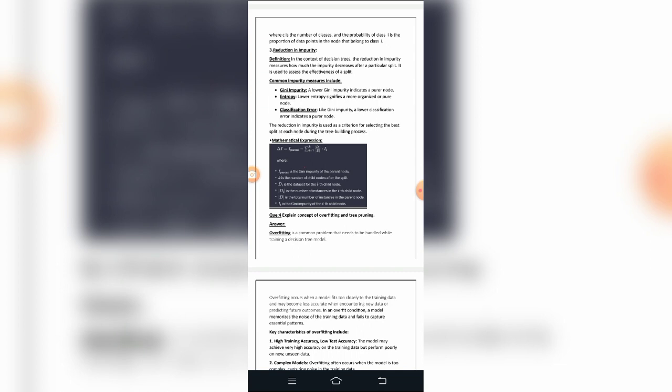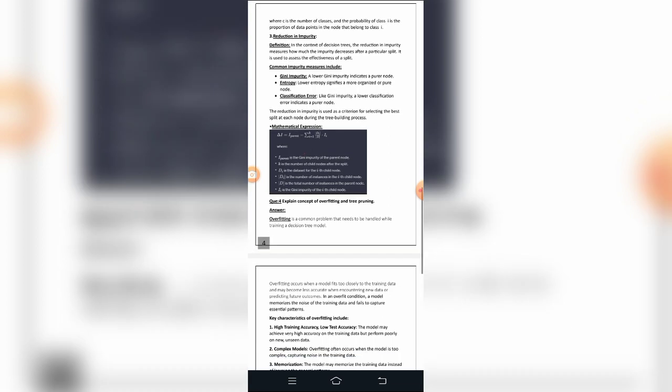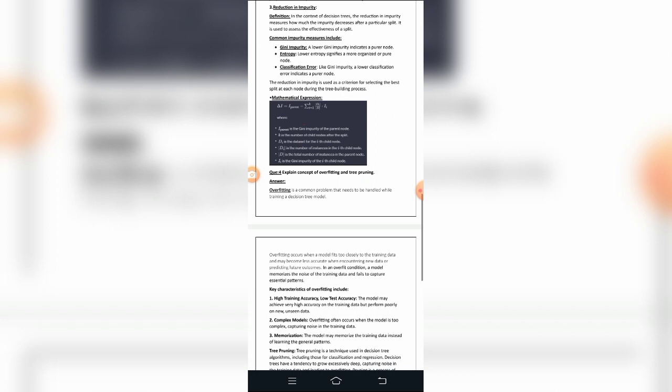Some common impurity measures include Gini impurity, entropy, and classification error. In Gini impurity, a lower Gini impurity indicates a purer node. Entropy, lower entropy signifies a more organized or pure node. Classification error, like Gini impurity, a lower classification error indicates a pure node. The reduction in impurity is used as a criterion for selecting the best split at each node during the tree building process.